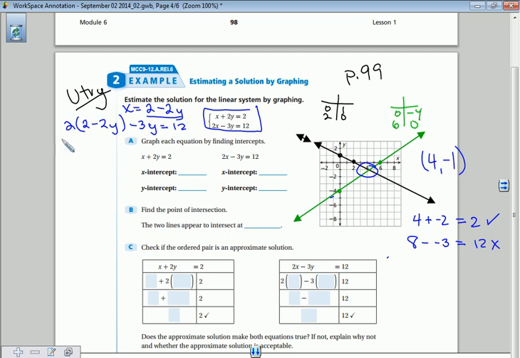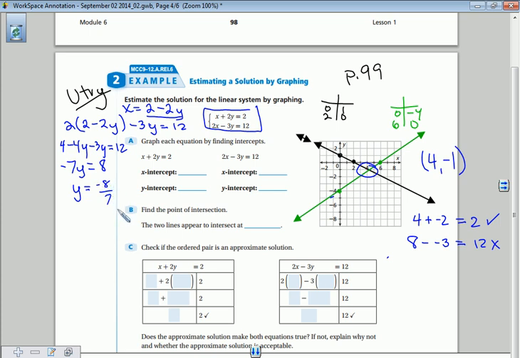And solve this equation. So we get 4 minus 4y minus 3y equals 12. So I can combine and get the -7y. Move the 4 over and get 8. So y is -8 sevenths.